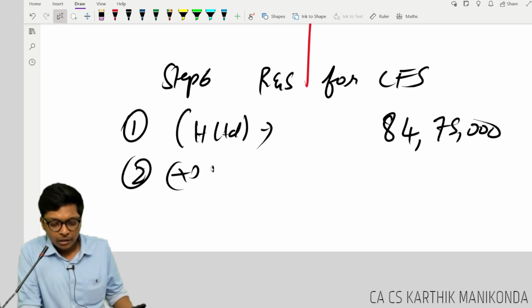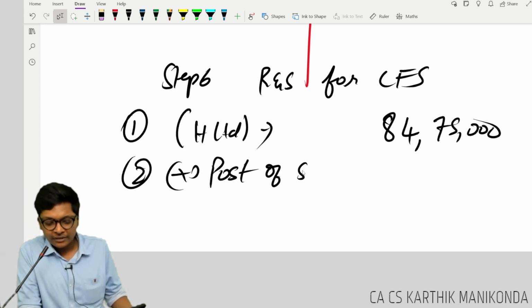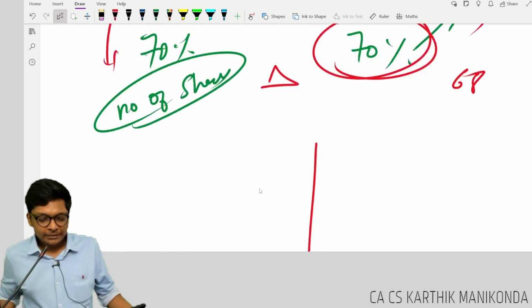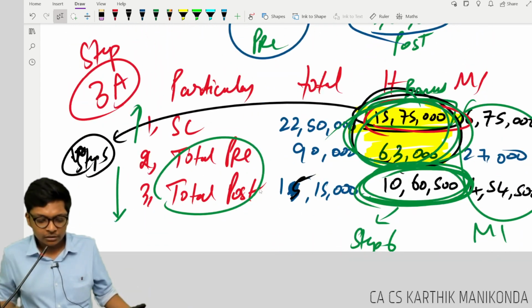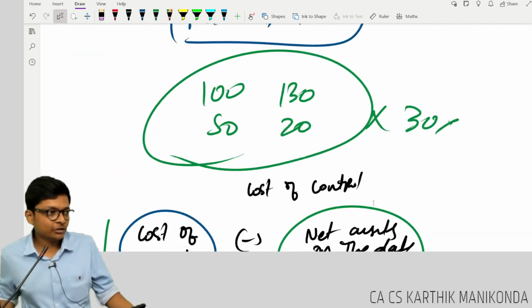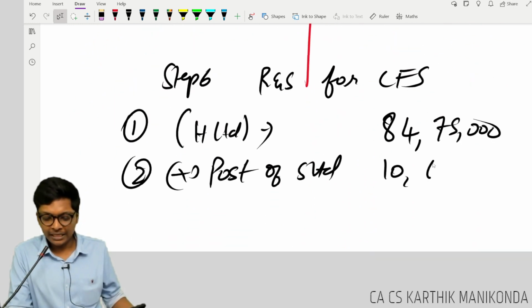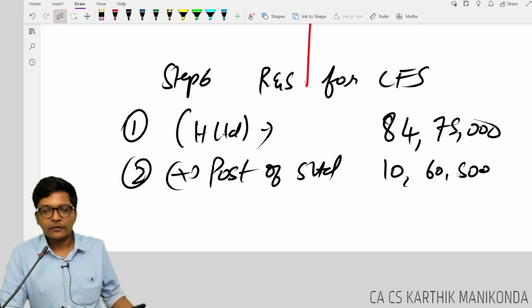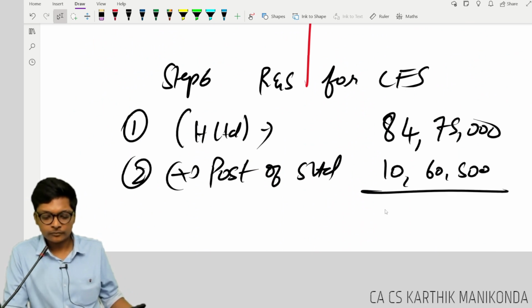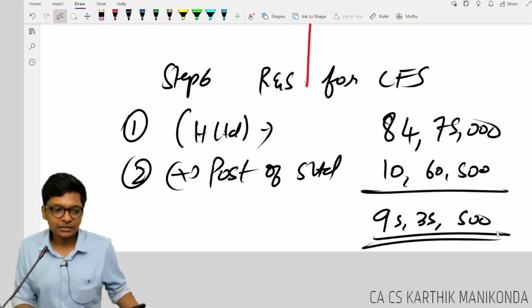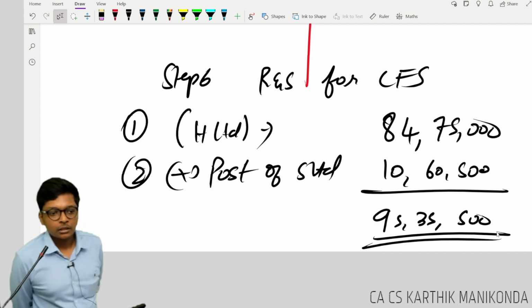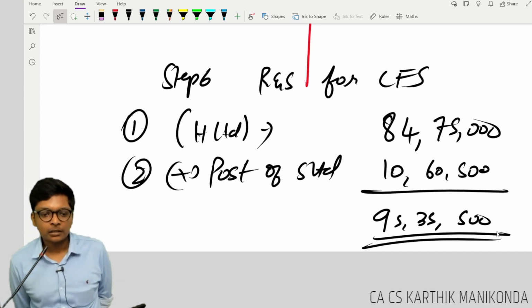Second, I will add post acquisition of subsidiary limited, my share. This also is there in the magic table. Which one? 10 lakh 60,500. So I will write here 10 lakh 60,500. Total is 95 lakh 35,500. This will be your step 6. Step 6, guys. See, sometimes they will tell minor. Okay, this is step 6.